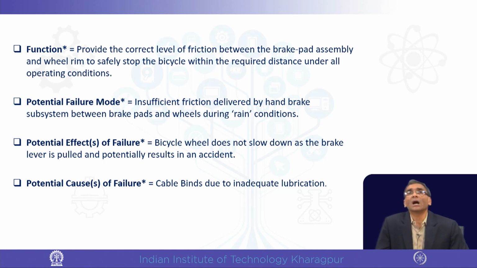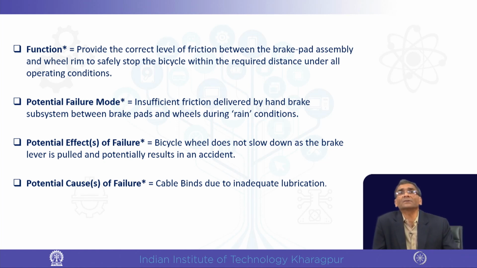Potential failure mode, how it can fail: insufficient friction delivered by handbrake to the subsystem between the brake pads and wheel rims. Potential effects, what will happen? Bicycle wheel does not slow down as the brake lever is pulled and potentially results in an accident. So, that is the effect. So, it is very severe. That is why you will find it is in category 10, top 10.